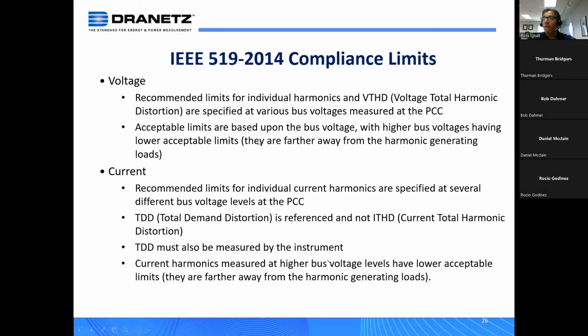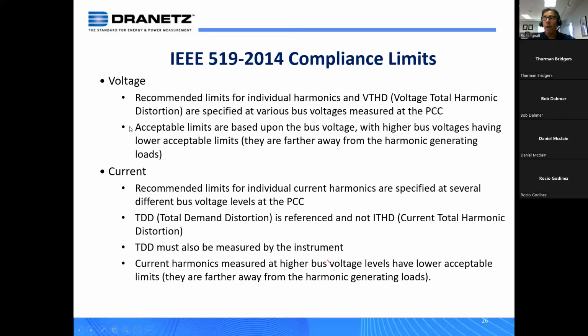So when you think about it, the farther you are away from the harmonic generating loads, the lower the acceptable limits are. The reason being that they're not being created at that part of the system. So something in the transmission system has the lowest acceptable limit. Something down at the point of common coupling at lower voltage has the highest acceptable limits, because that's where these harmonics are being generated. So hopefully that explanation makes a little sense.